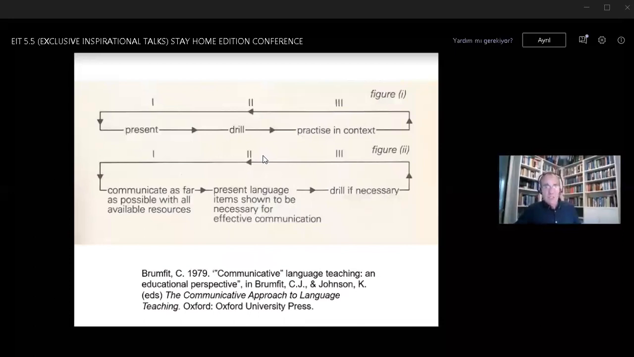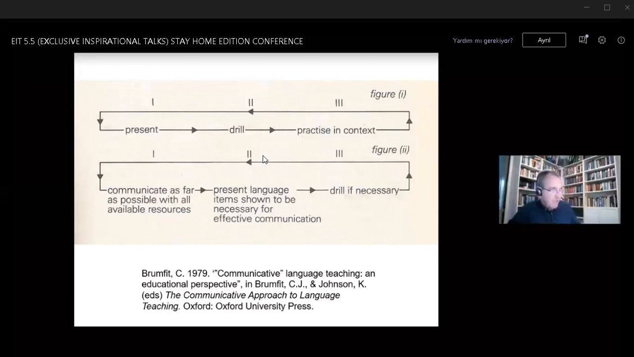That's the top circle. They would present, they would drill, they would practice, and they would present something else. So today is Tuesday. We're going to do the present perfect continuous. Drill, drill, drill, drill, repeat, repeat, practice, practice, practice, practice. Now today is Wednesday. We're going to do the third conditional. Drill, drill, drill, drill. Okay, and that was the kind of reigning method at the time. The communicative approach said, no.